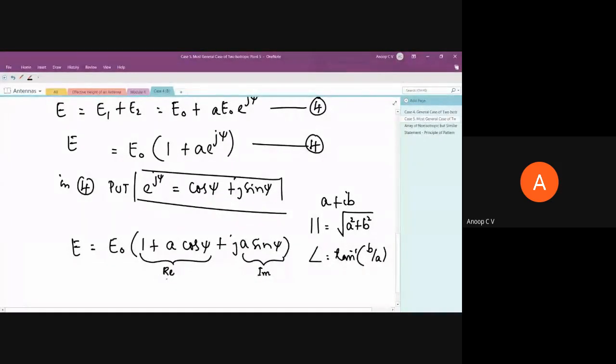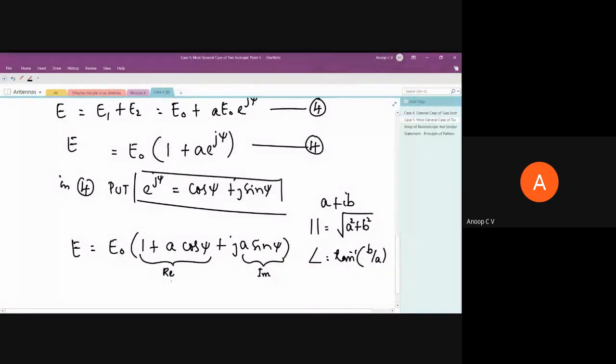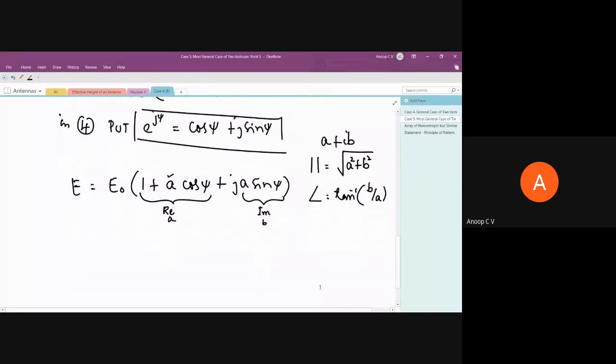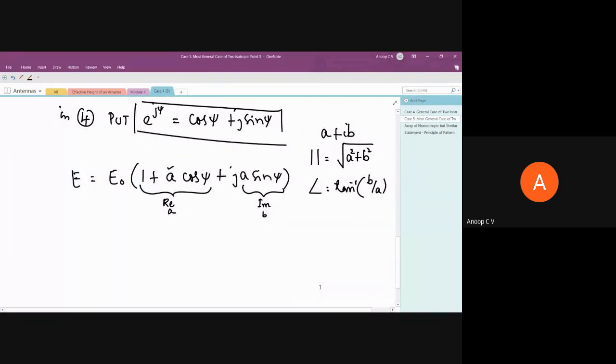So here, this is the real part, that is a in this, and this is the imaginary part, this is b. So please don't confuse this with a, right? I just want to show it's the real part and the imaginary part. So I can write it as, and the real part is actually E naught into 1 plus a cos psi, that is the real part. Imaginary part is E naught into a sin psi.